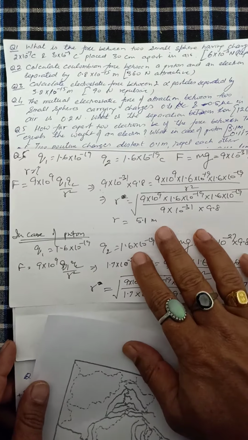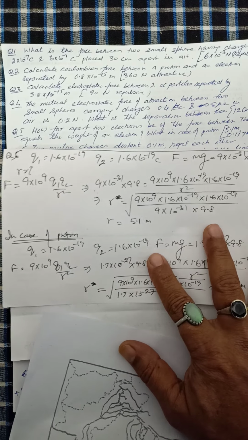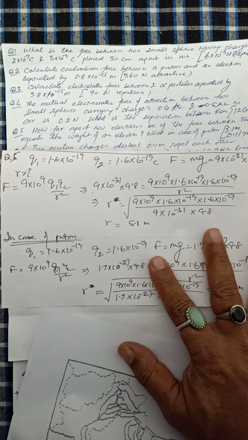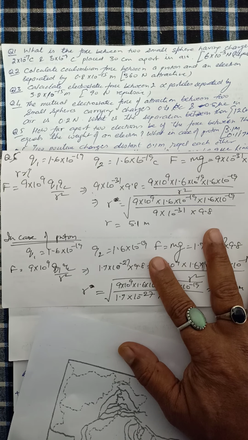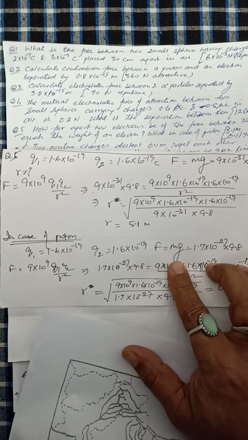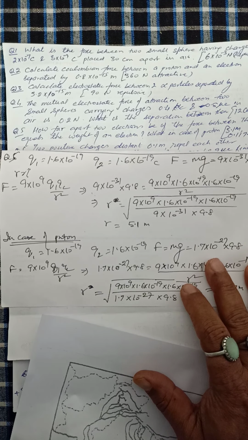Now we use the formula F equal to 9 × 10⁹ Q1 Q2 by R square. Put the values on the left hand side. In place of force, write 9 × 10⁻³¹ into 9.8. On the right hand side, put 9 × 10⁹, which is constant of proportionality. Then Q1 Q2 charges of both the electrons. R square is unknown. Take R square on one side, other numbers on the other side. Solve and take the square root. You get 5.1. But the question has another part which says, what in case of proton?